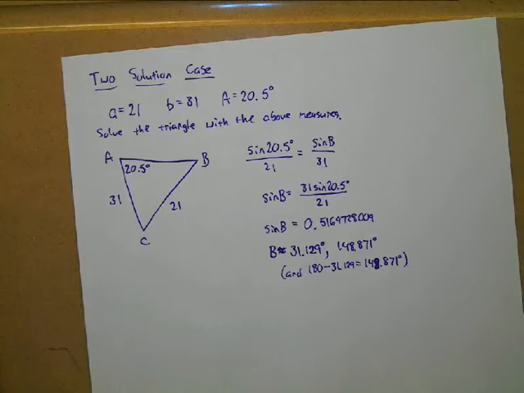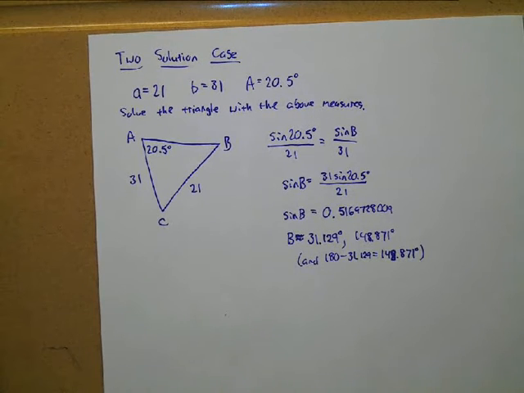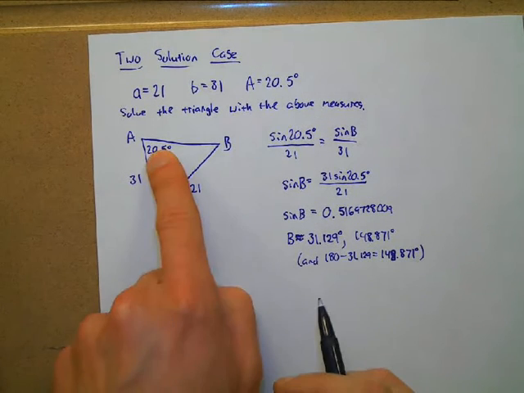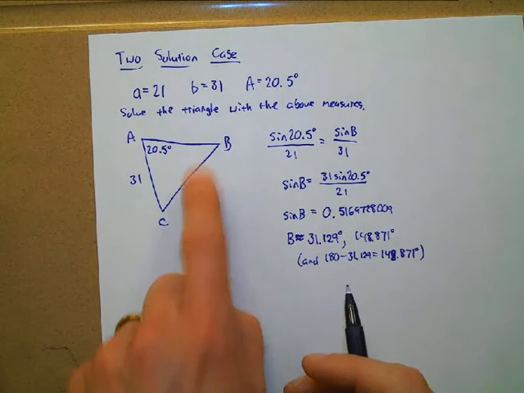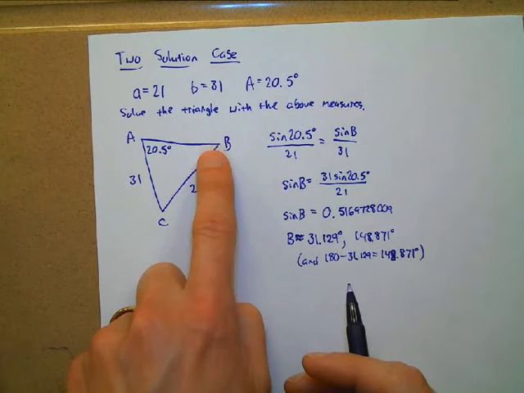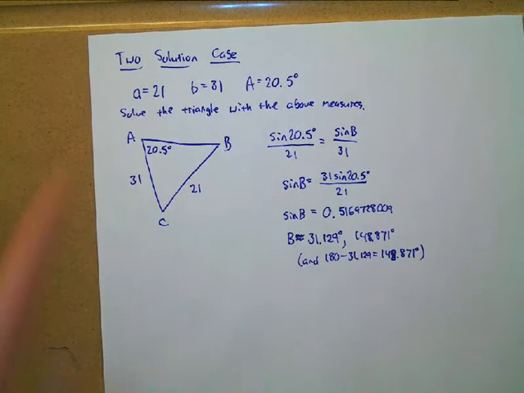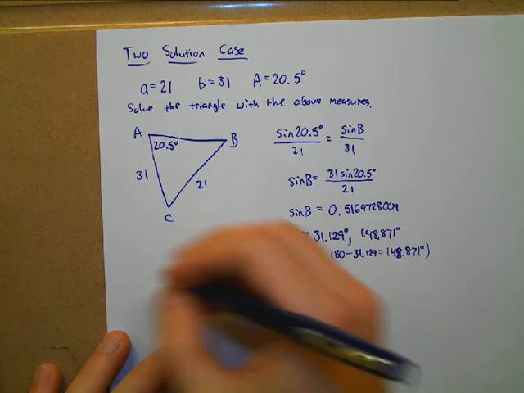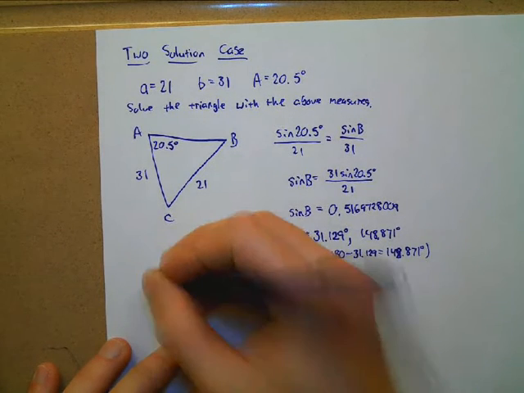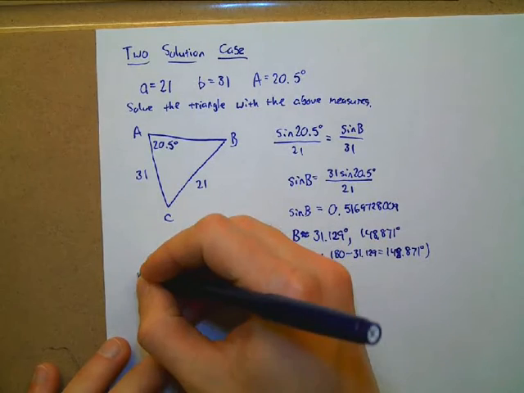And since we have two possible triangles, we get to solve for both cases. We're going to solve our triangle so that B is 31.129, and then we're also going to solve so that angle B is 148.871. The good news is that at this point it's the same kind of problem. You just solve it. You have to solve two, basically.